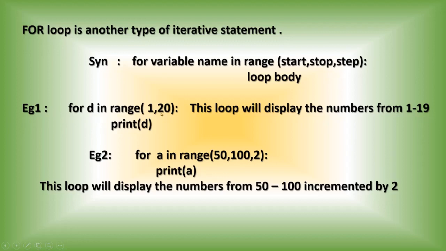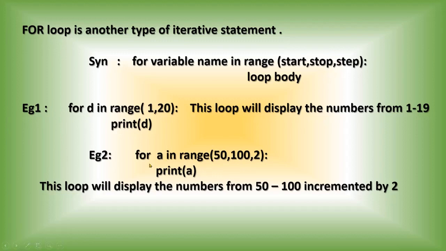Here I have written one example: for D in range of 1 to 20, print D. That means D is the variable name, ranging from 1 to 20. The start value is 1 and the end value is 20. The for loop will discard the end value, so it will display the numbers between 1 and 19. 20 will not be taken.